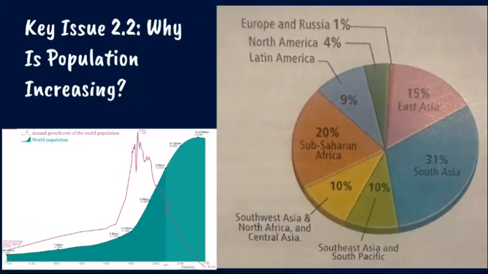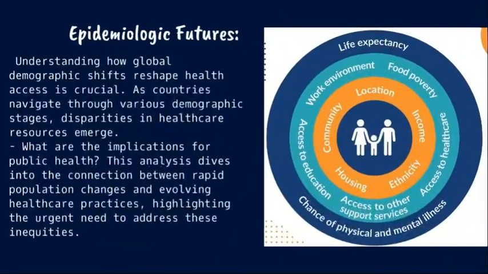KC 2.2, why is population increasing? The first thing I'm going to be talking about is epidemiologic futures. Understanding how global demographic shifts reshape health access is crucial. As countries navigate through various demographic stages, disparities in healthcare resources emerge.